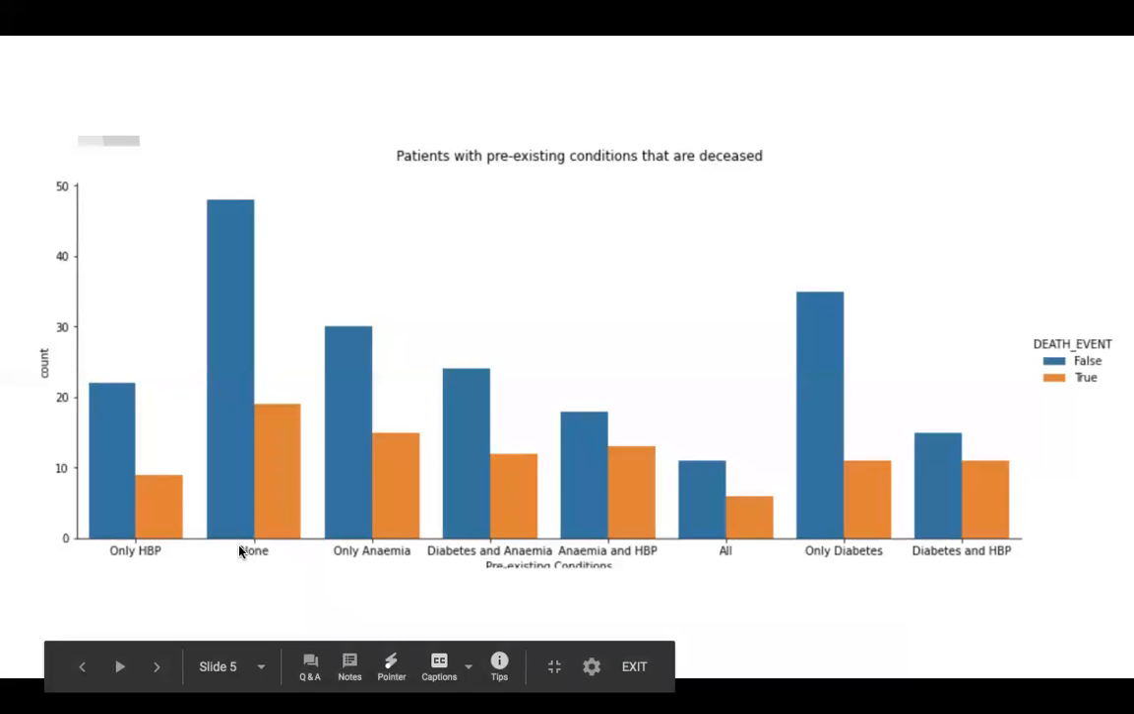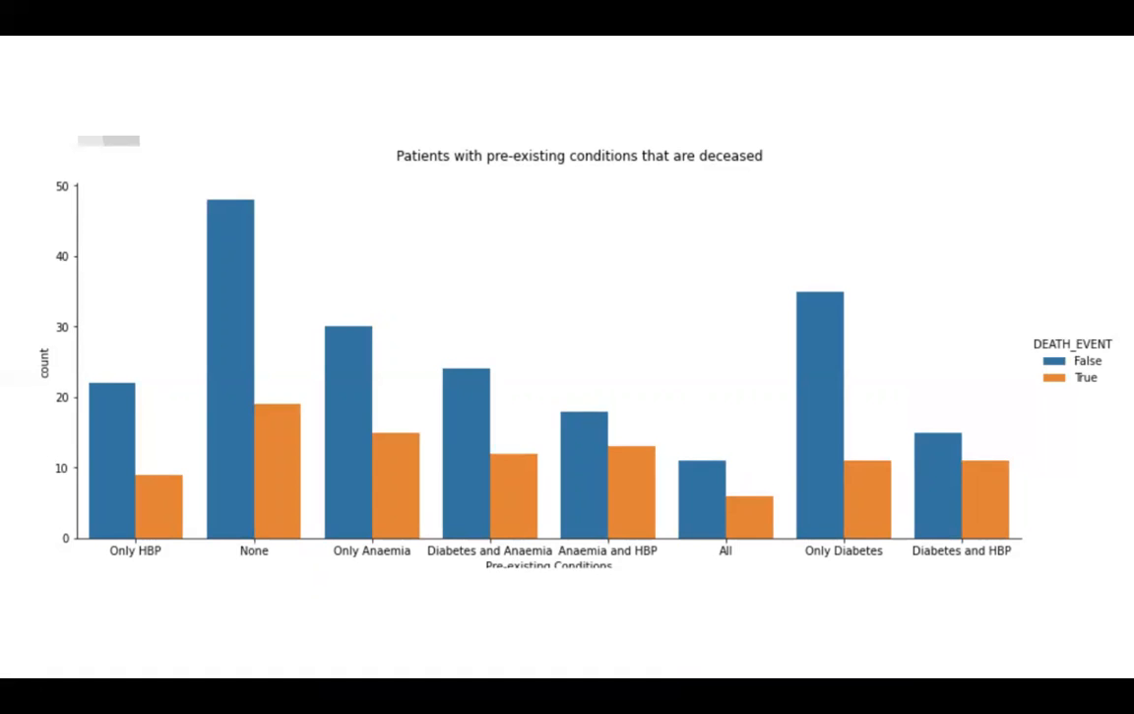So for example, we see that most of our data actually lands in none. And all is actually smaller than I thought it was going to be. I guess it makes sense because we can't expect all the patients to have all the diseases. So I think it's more important to think of these as ratios.